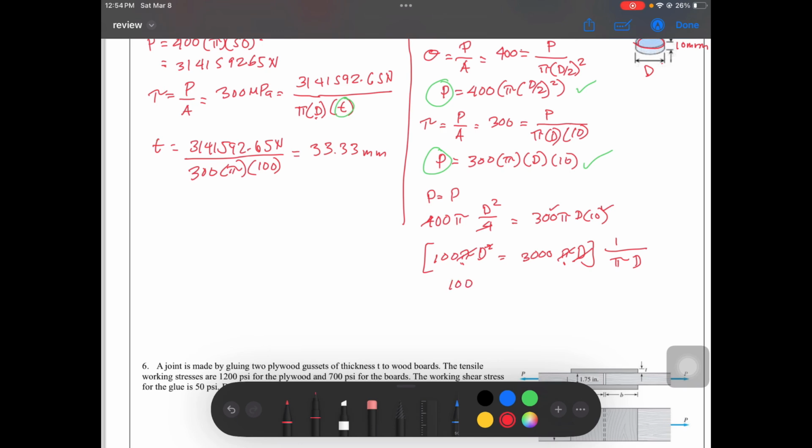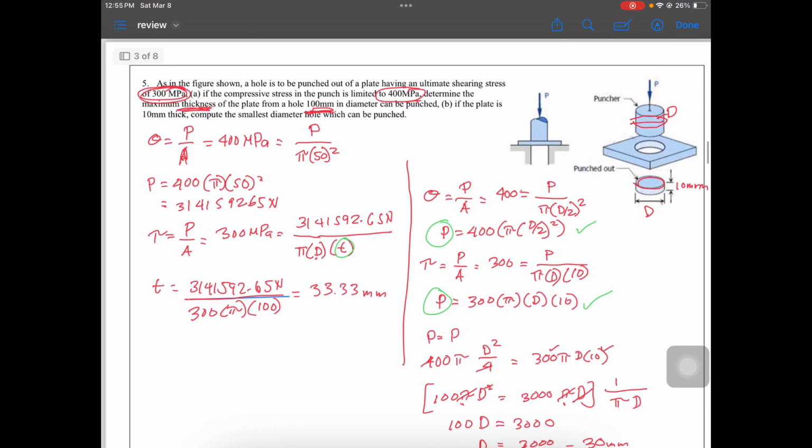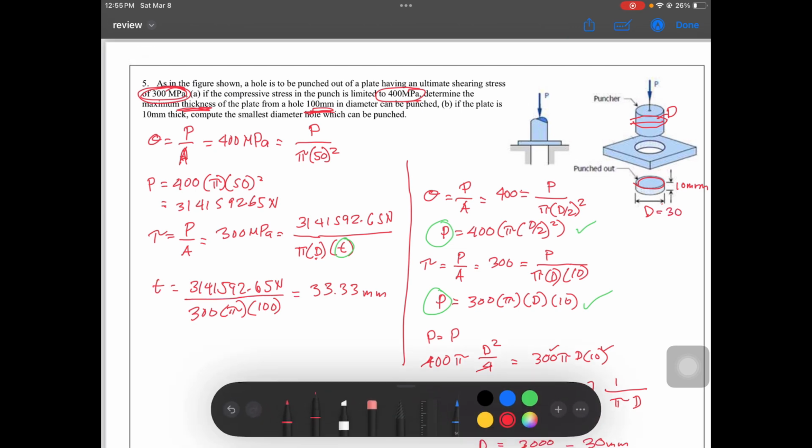Our remaining equation is 100 d equals 3,000. So, our d is equal to 3,000 divided by 100. So, it is 30 mm. This is our d. Ito na yung d natin. It is 30 mm.